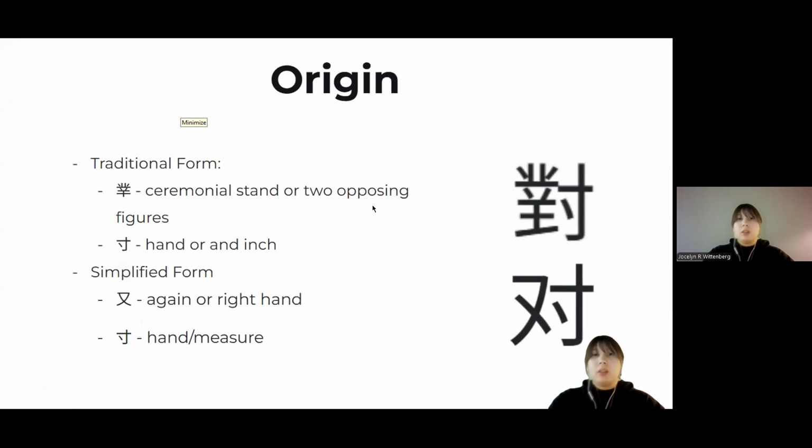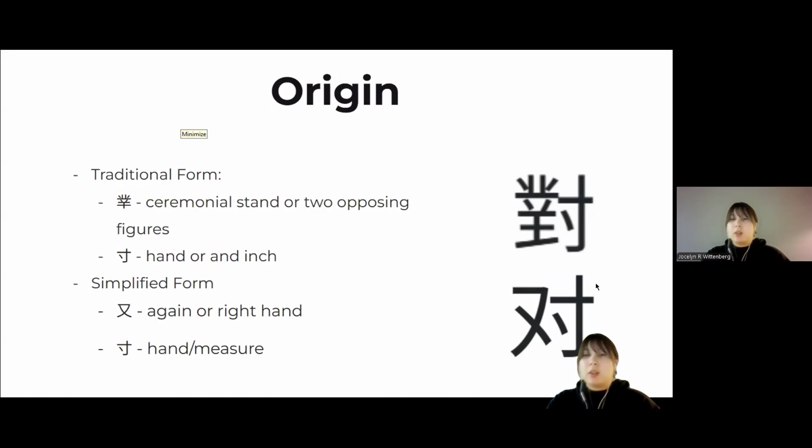Moving on to the origin of the character. On the right-hand side, you can see two different characters. Here is the traditional character, and here is the simplified character of Dui. The traditional form consists of a ceremonial stand, or two opposing figures. You'll see it more on the next slide too, but you can see that ceremonial stand was used for divination in its earlier times. And as mentioned earlier, the yo is like correctly measuring something again and again.